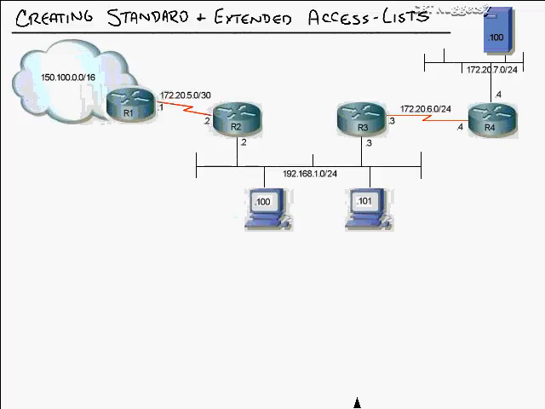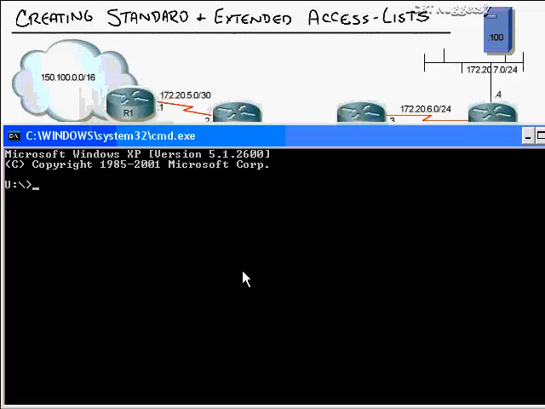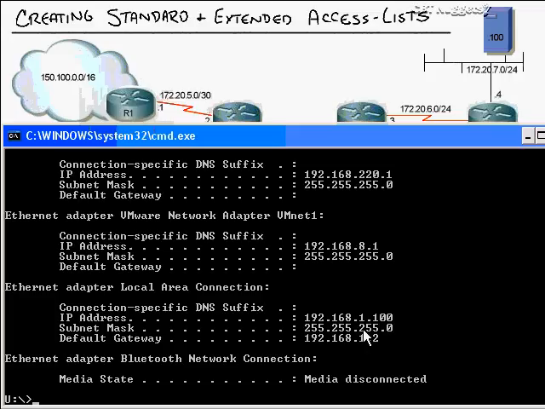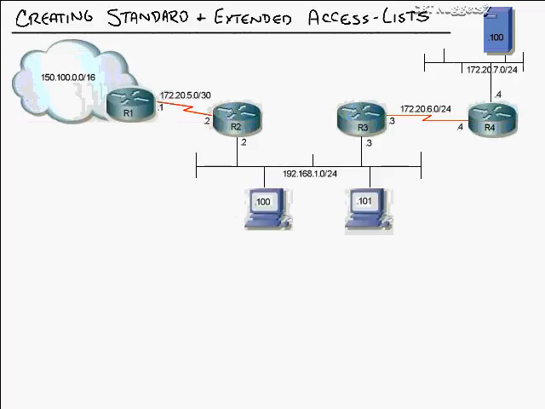But I'd still like to be able to do ping messages, and I can do that just from a straight command prompt on this PC. How about ipconfig? We have 192.168.1.100, that's the host we're looking at, and the default gateway is 1.2. So that would be this router right here. So that's where I need to start configuring my access list.